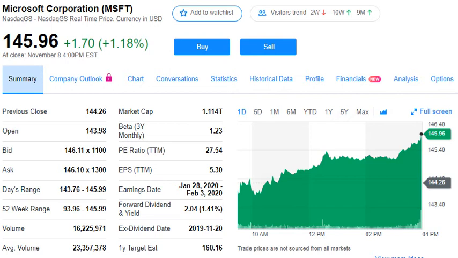Now the ex-dividend date, that is the date that the dividend is expected to be paid. So all the shareholders will receive a dividend on that date of November 20th, 2019.